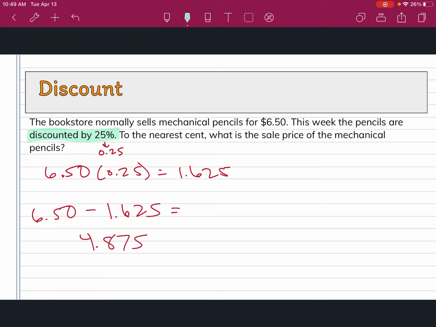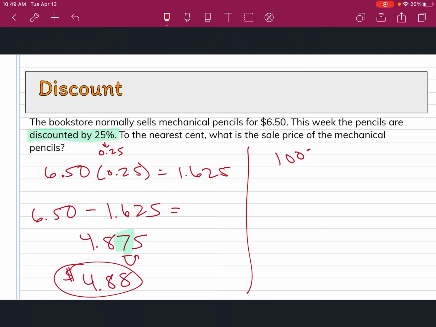So for money, we always look to the hundredths place, and then we round based on what's in the thousandths place. So since this is a 5, we're going to round up. So we know we would be paying $4.88. Now the other way we could do this is, we know we're getting a discount of 25%.